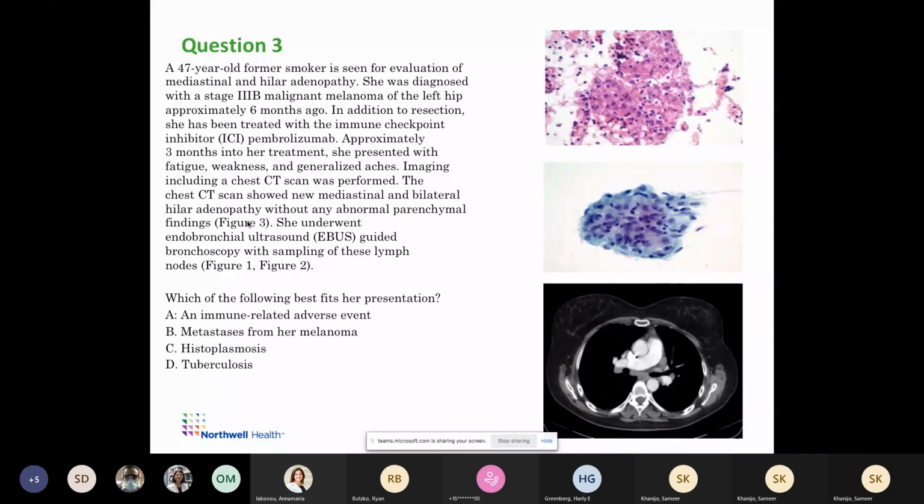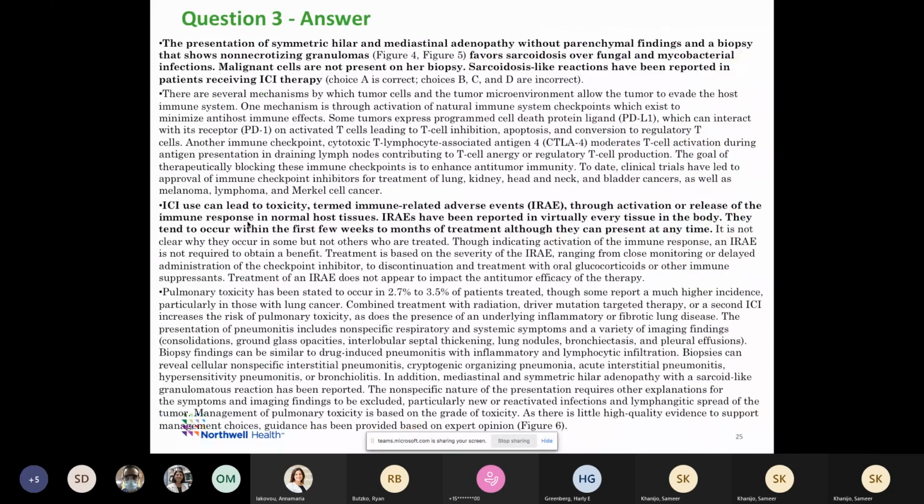So clearly, they're trying to get you to some type of sarcoid-like reaction, right? You're seeing mediastinal and hilar adenopathy. You're seeing a granuloma. And so, tuberculosis can cause granulomas. Histoplasmosis can cause granulomas. Probably not metastasis for melanoma because I'm not Dr. Esposito, but these don't look like malignant cells. And then an immune-related adverse event. And that's what the answer is going to be.